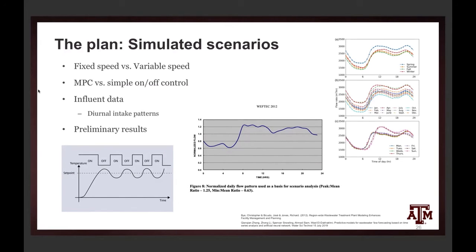And then we also, as a benchmark, decided to use a simple on-off control and compare that to the results from the MPC to see the difference in peak demand. And then again, for some of the influent data we decided to use, we had to take into account, for example, daily intake patterns for flow rate into these plants, which will vary throughout the day, but then it'll also vary from weekday to weekends, and then it'll vary depending on the seasons and so on.